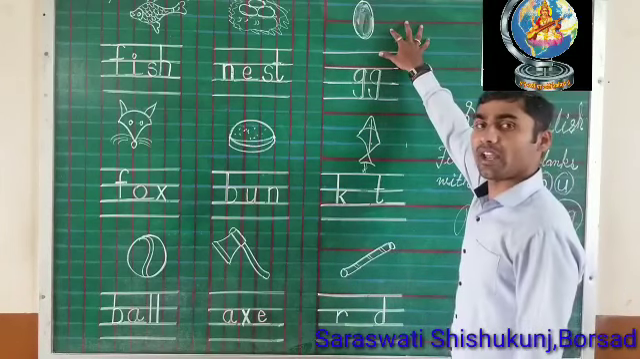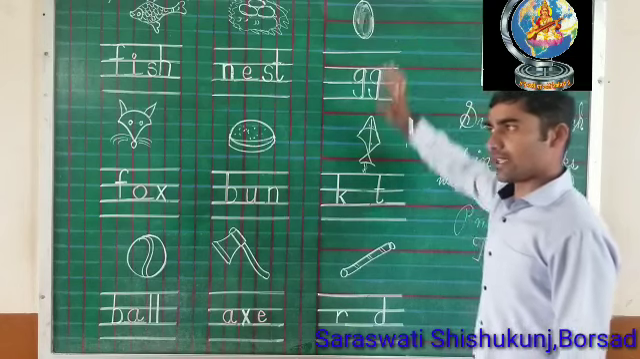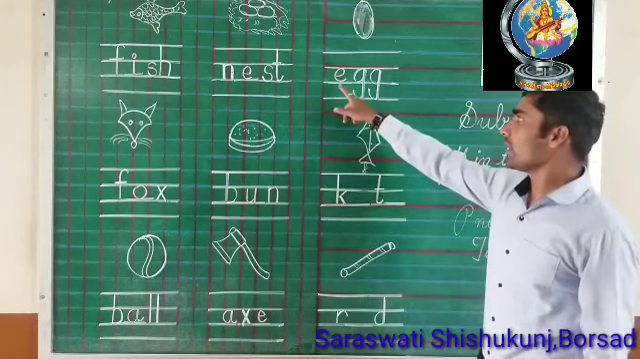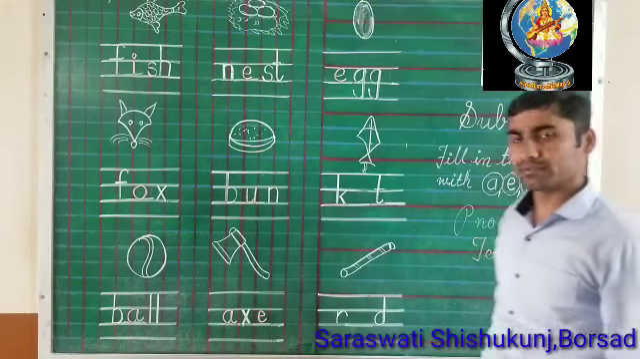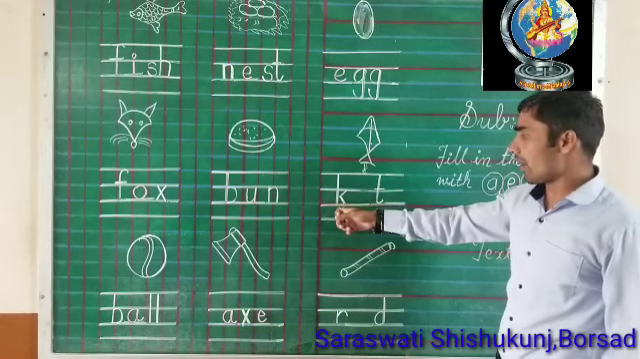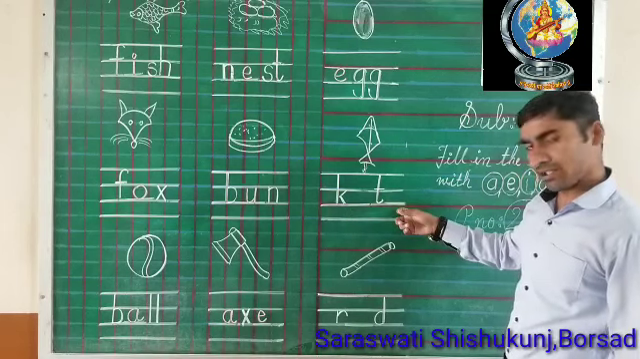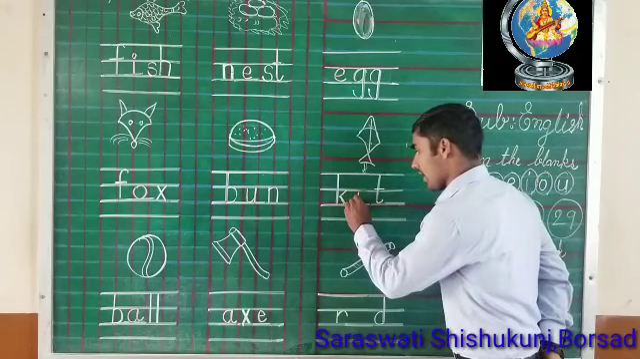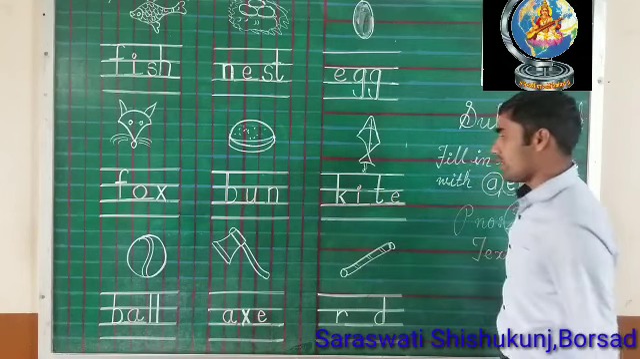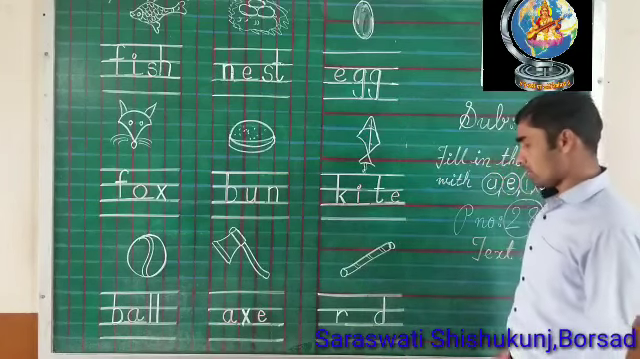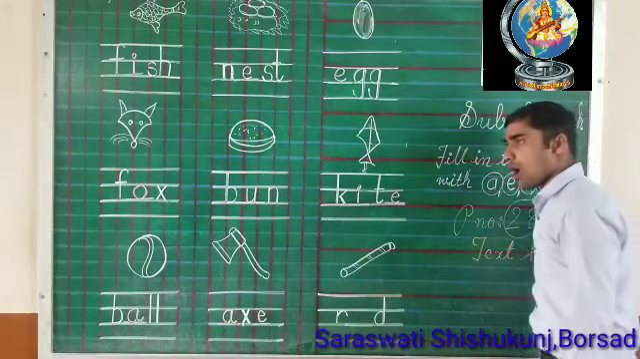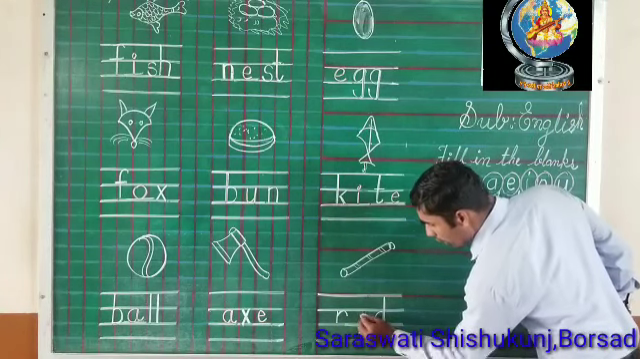Now third line, first picture. Egg. A says E. So here E vowel will come. Now read the full spelling. E, double G. Okay, next one, kite. E says I. K, I, T, E, kite. And last one, rock, right? O says O. Rock.